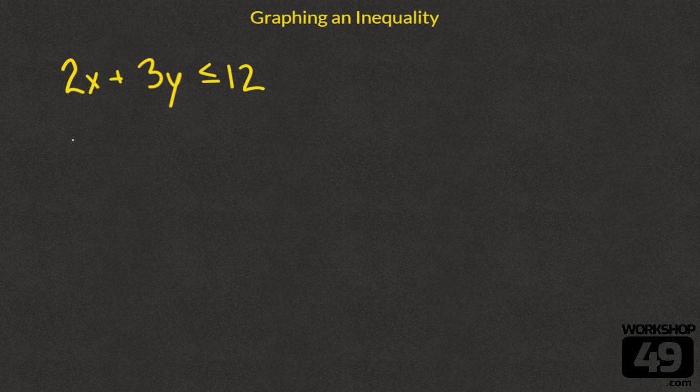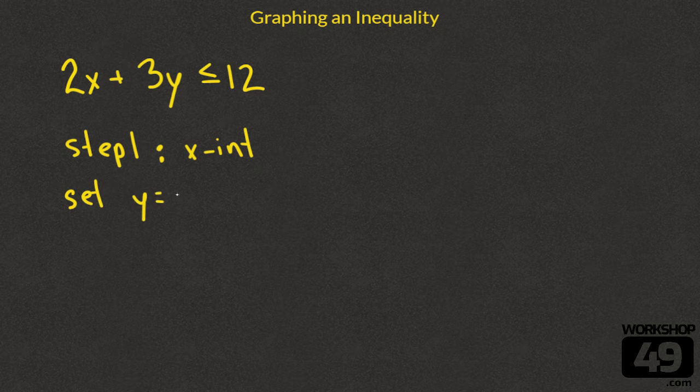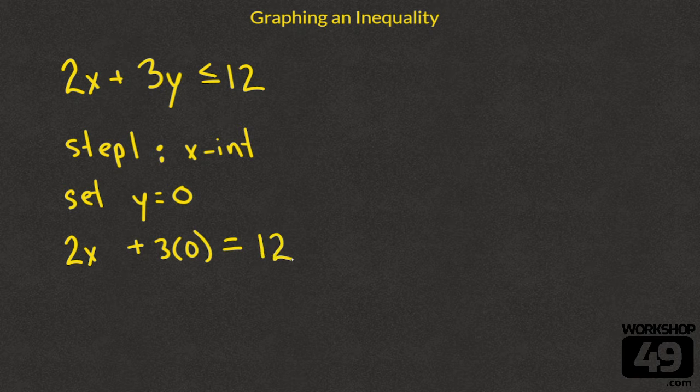Step 1. In step 1, we are going to find the x-intercept of this line. To get the x-intercept, we have to set y equal to 0 and then solve for x. So we get 2x plus 3 times 0. And when we're solving for an x and a y-intercept, you can actually use an equal sign instead of the inequality because we want to find an exact value here.